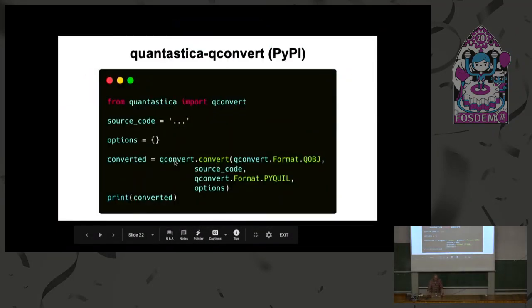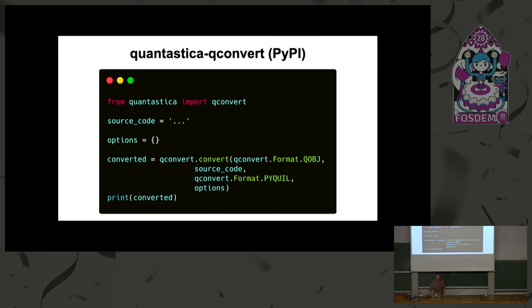Okay, so QConvert is fresh, very fresh and very untested, but it works. And we accept pull requests. So this is usage, a few lines. From Quantastica import QConvert, and then you have a converter. You can use it as you have source code in some variable. You say QConvert convert from which format, you give it source code, into which format, and some options, and you get the converted text language. Easy to use.